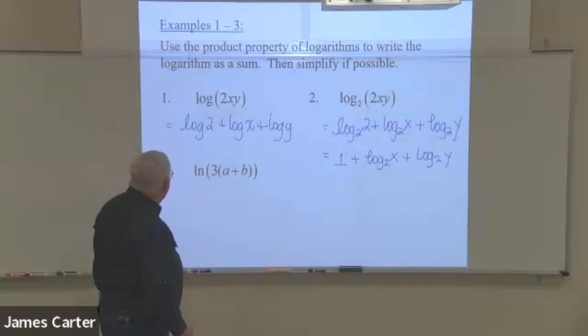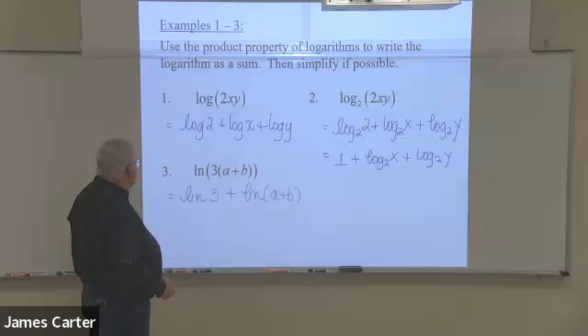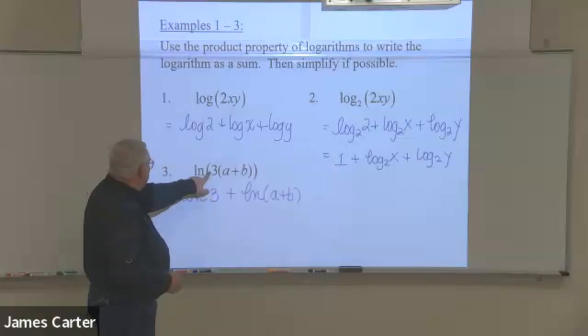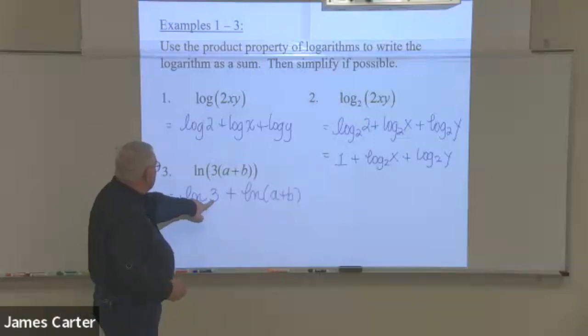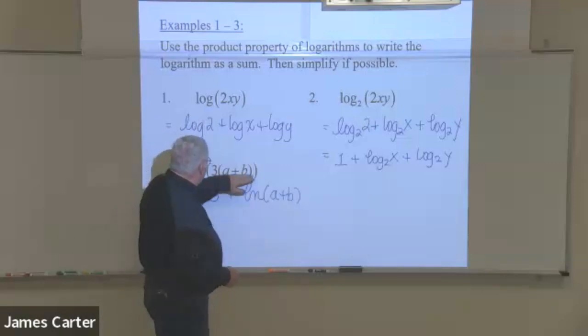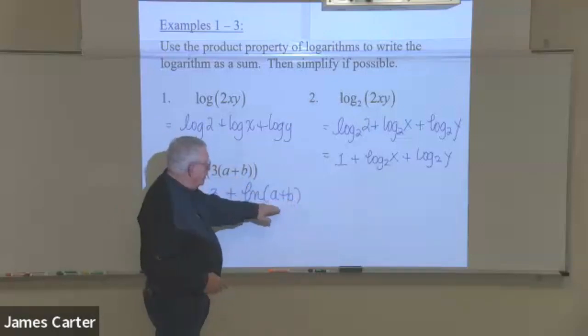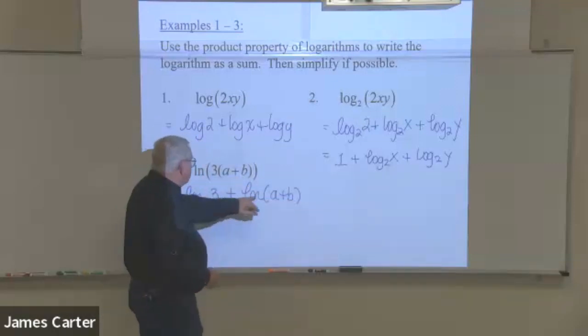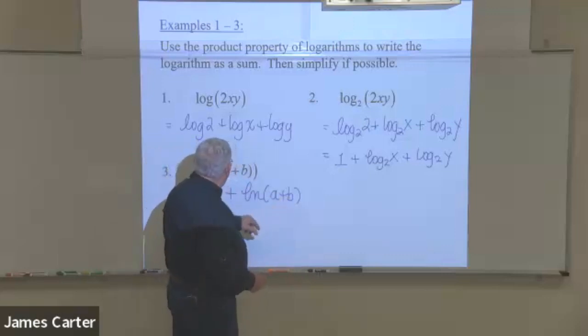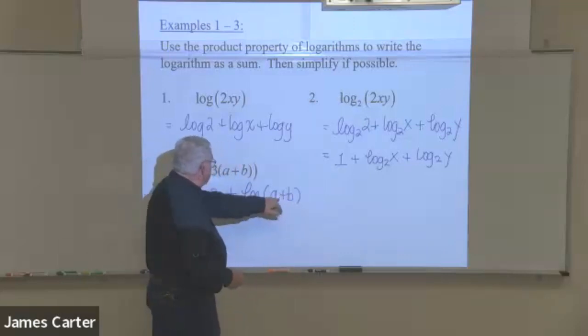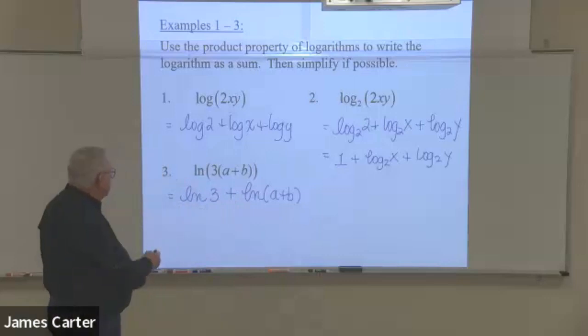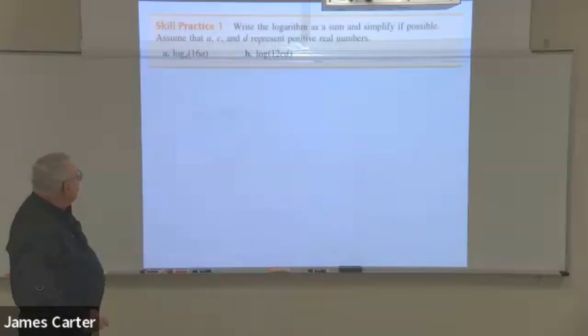Okay, here we've got this. Probably the easiest thing would be to distribute it or not. But anyway, we've got natural log of 3 plus the log of this parentheses. Now, we can't break this down because those are not times. So in this case, that's as far as we can go.